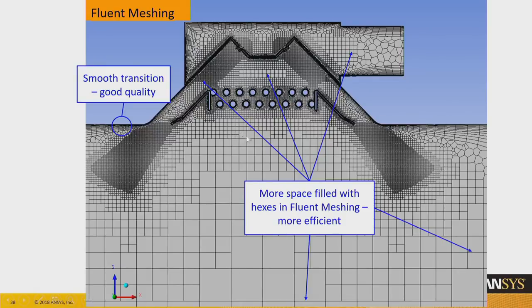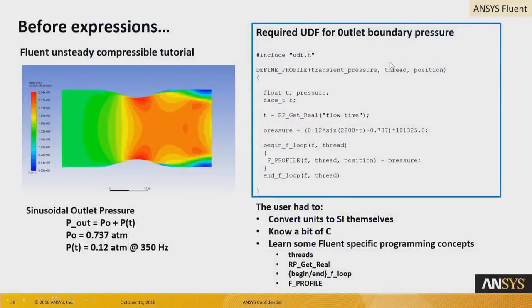Then we also have polyhedra and prisms in the near wall regions. And we see that even in the regions where the angles are fairly sharp, we have a very smooth transition and good quality elements. So this is what I wanted to bring your attention to, the new Mosaic technology. We will see this technology in action and how it can be used to solve a problem.